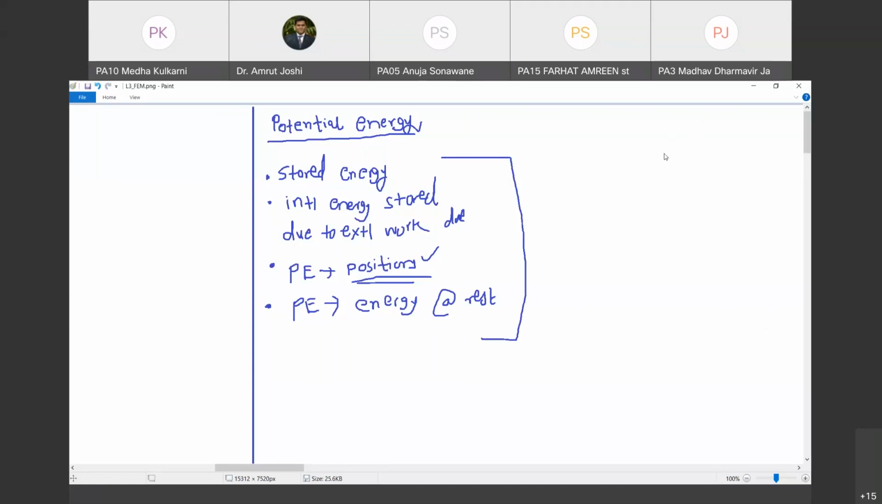Now there are some misconceptions and some inadequacies in the understanding regarding some of these words. So let us try to clear this. Stored energy or internal energy stored due to work done, this is strain energy. It is not a potential energy. So please remember that strain energy is different than potential energy.